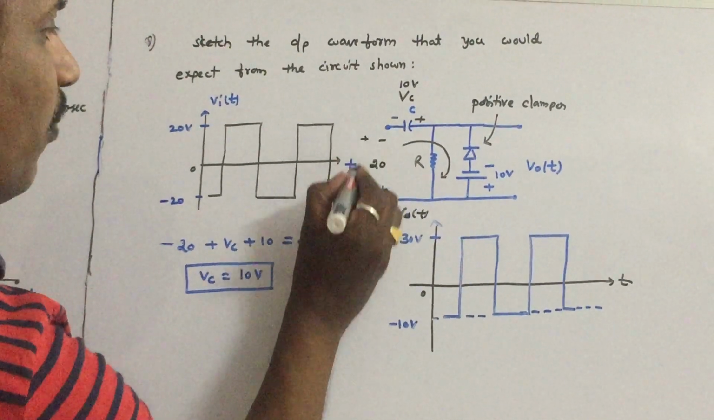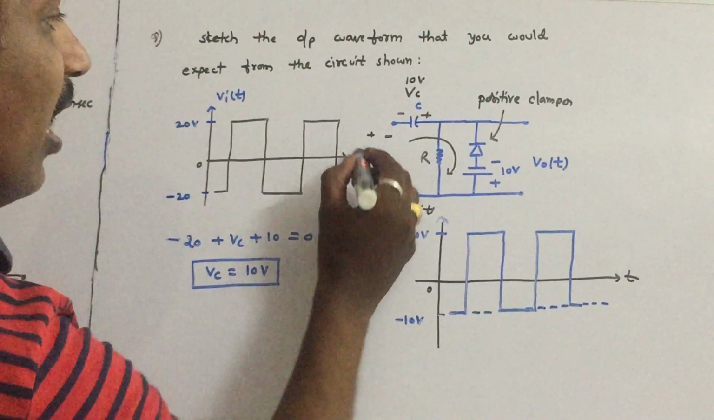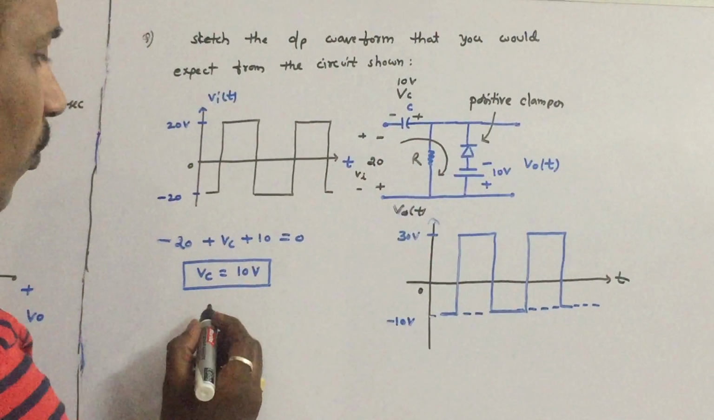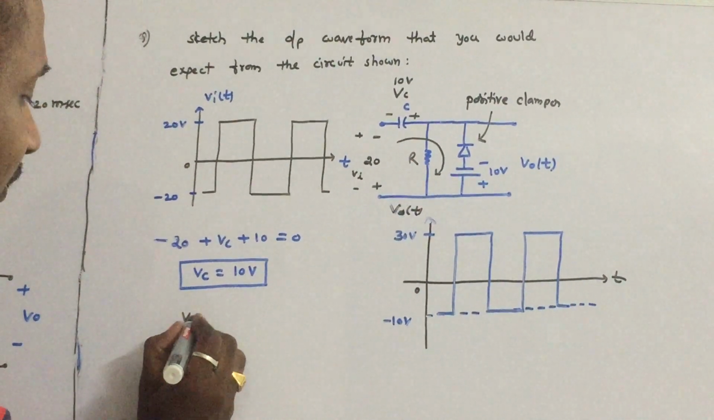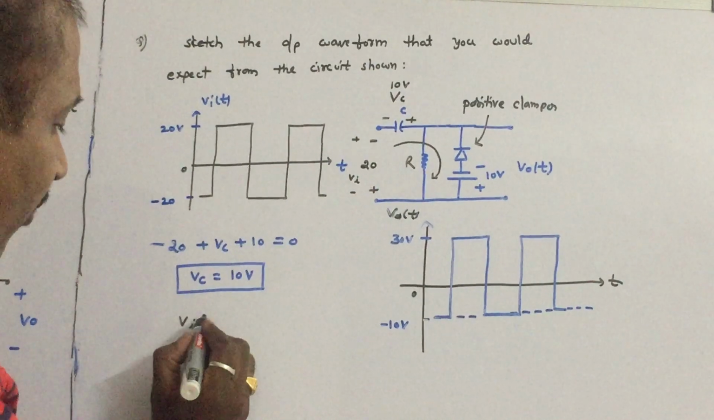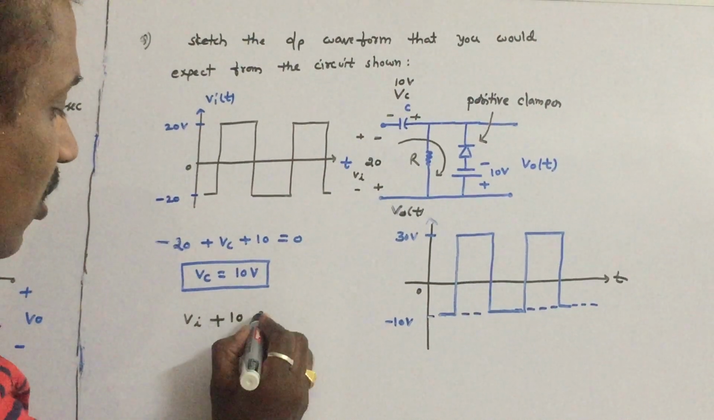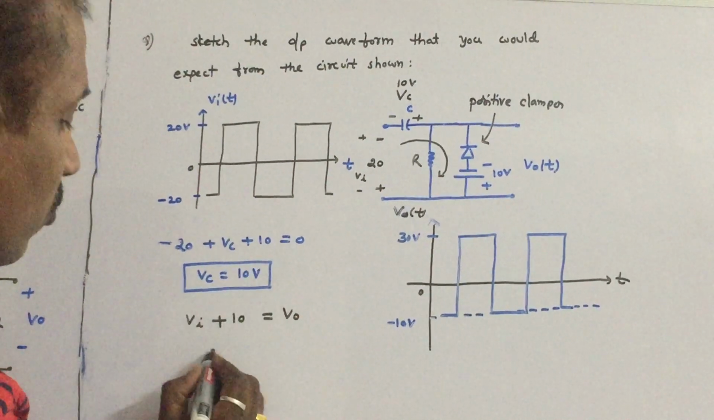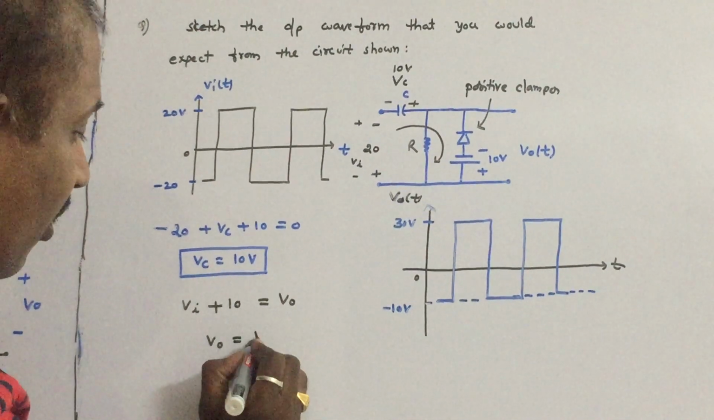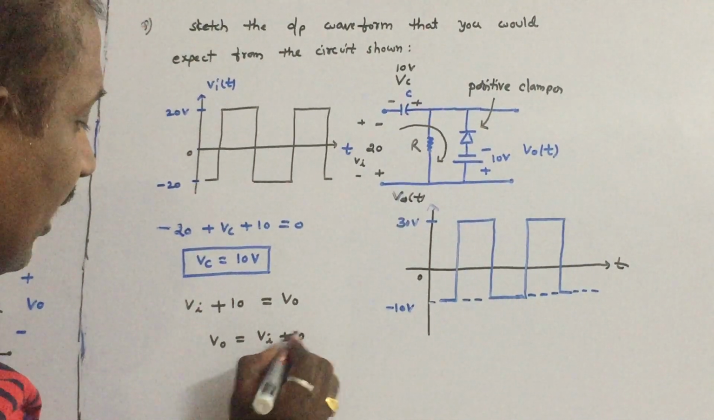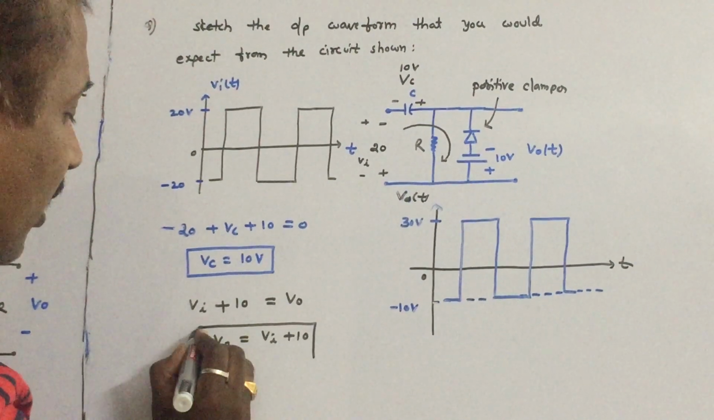Now let us take the input voltage as plus or minus Vi. Apply KVL to the input output loop. Therefore what is Vi? Because of this polarity we have to take it as plus 10, and that is equal to V0. So V0 we can write as Vi plus 10. This is the output expression.